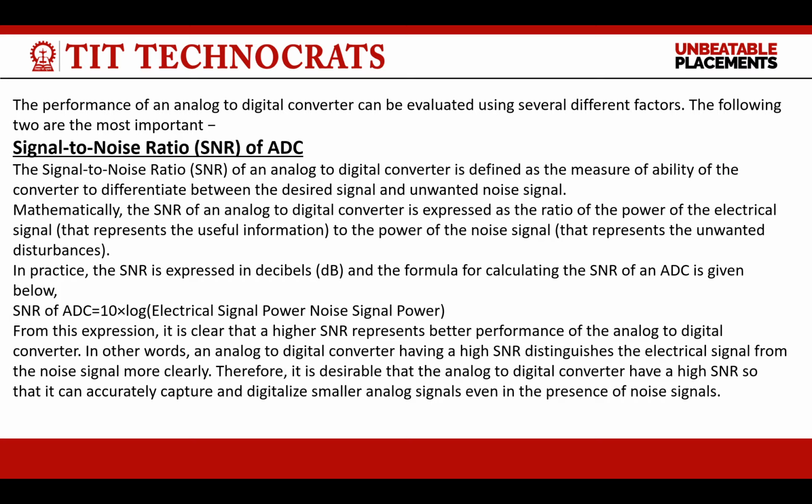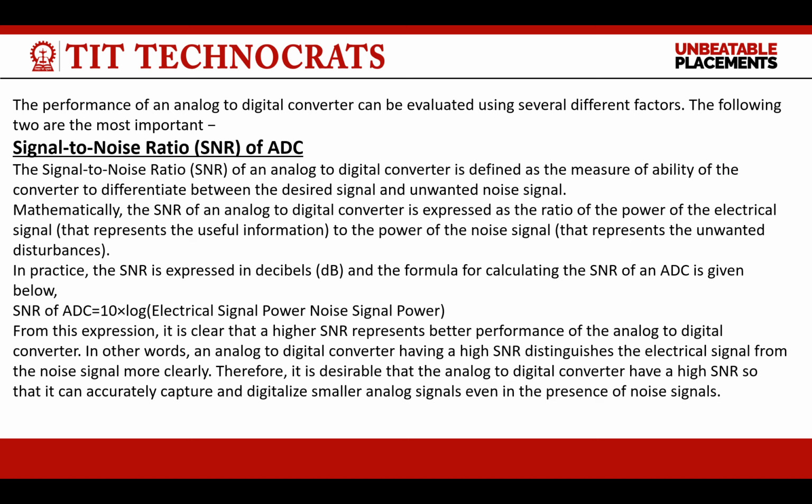The following are the two most important factors: the signal to noise ratio, SNR. The signal to noise ratio of an analog to digital converter is defined as the measure of ability of the converter to differentiate between the desired signals and unwanted noise signal. Mathematically, the SNR of an analog to digital converter is expressed as the ratio of the power of the electrical signal that represents the useful information to the power of the noise signal that represents the unwanted disturbance.